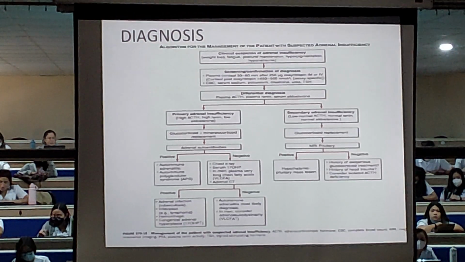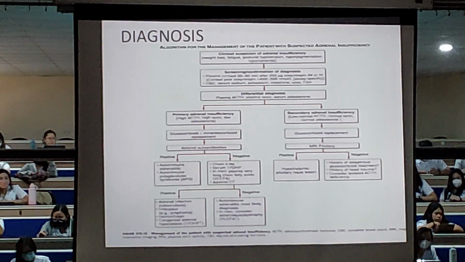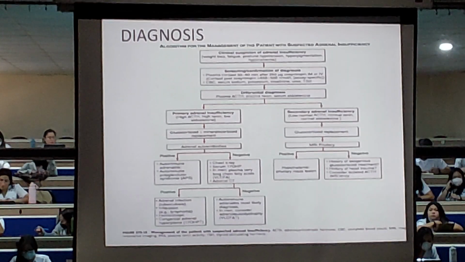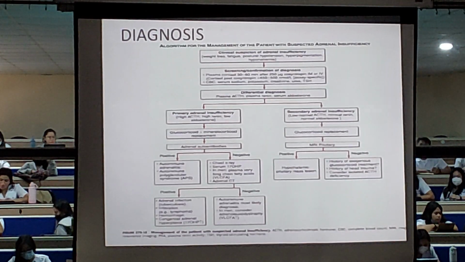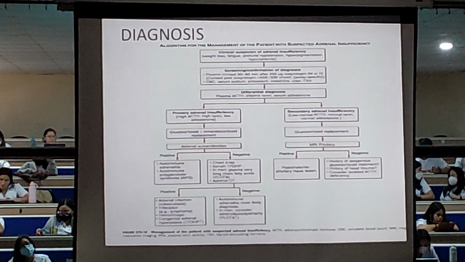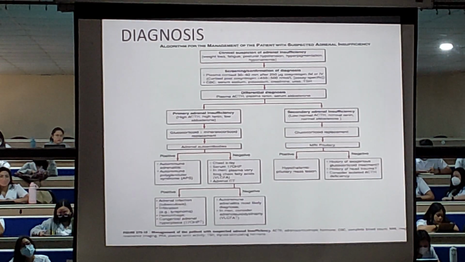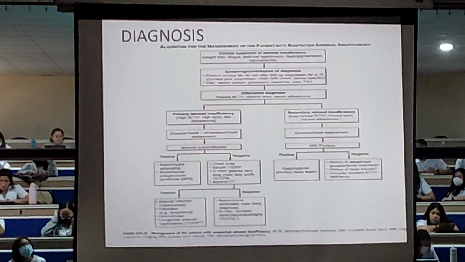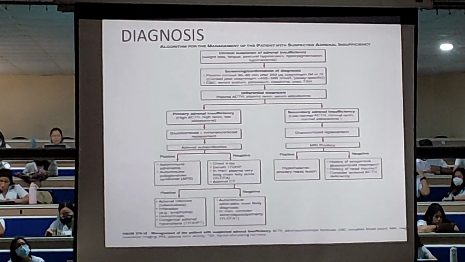So, the diagnosis of suspected adrenal insufficiency. If you have a high index of suspicion that this is adrenal insufficiency, then you need to work up the patient. You need to do an ACTH stimulation test to check whether you're dealing with a primary or a secondary adrenal insufficiency.